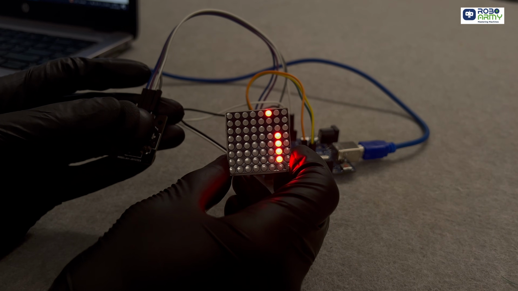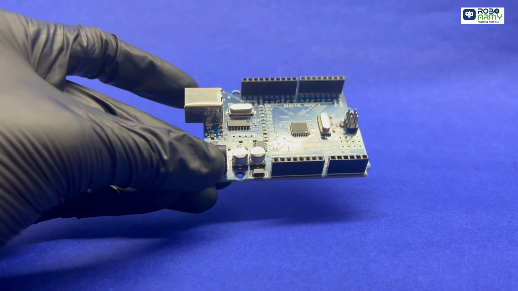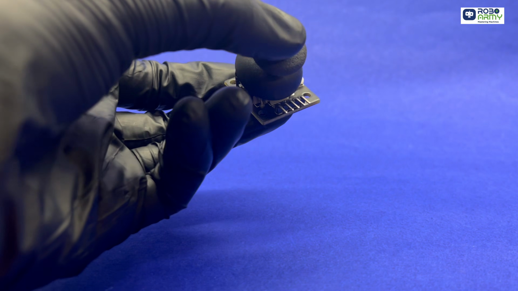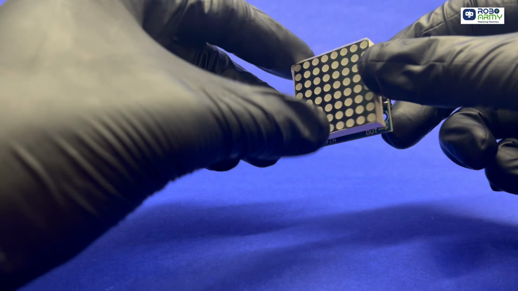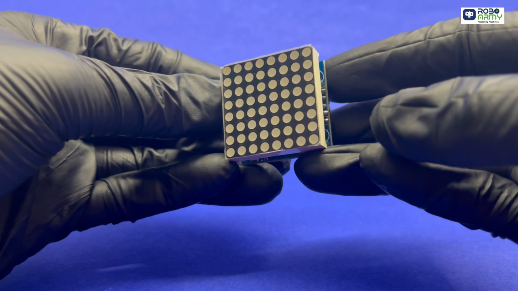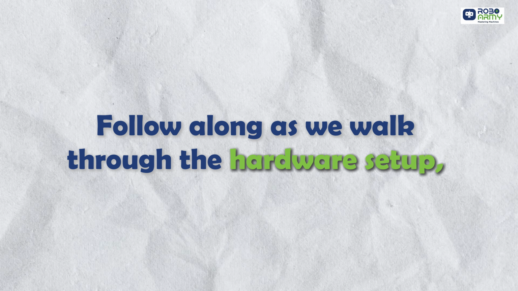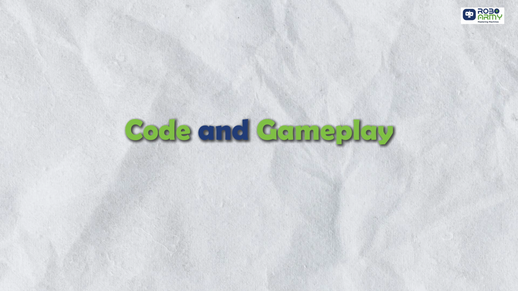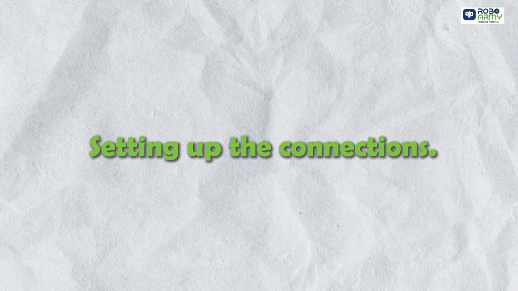Today we will build a classic snake game using an Arduino UNO, a 2-axis joystick and a MAX72 8x8 dot matrix display to show the game. Follow along as we walk through the hardware setup, code and gameplay. Let's start by setting up the connections.